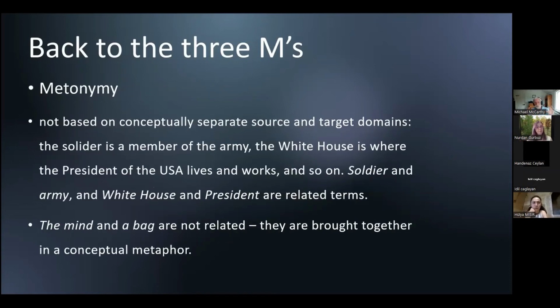Metonyms are not based on this conceptually separate source and target domains. So it's not the mind and a bag or the mind and a box. The soldier is a member of the army. The White House is where the president of the USA lives and works. Ankara is the seat of government of Turkey, and so on.